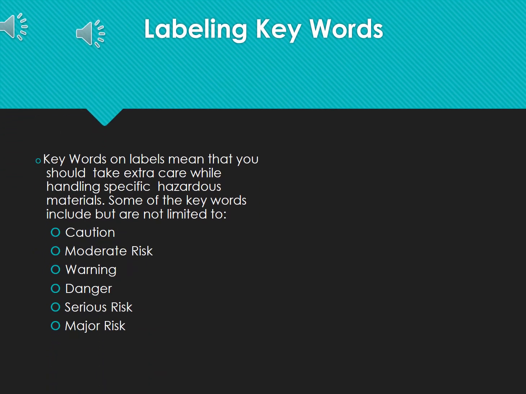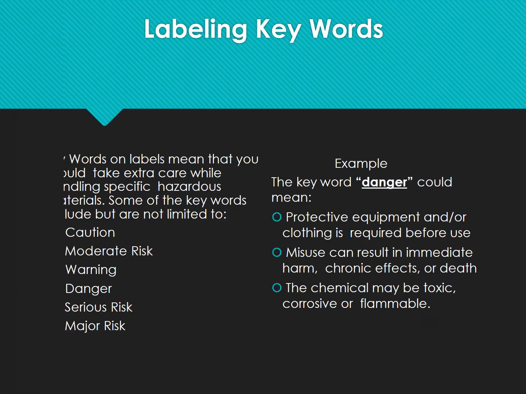Some of the key words used are caution, moderate risk, warning, danger, serious risk, and major risk. Labeling key words. Key words on labels mean that you should take extra care while handling that specific material. The word danger could mean protective equipment and/or clothing is required, misuse can result in immediate harm, and the chemical may be toxic, corrosive, or flammable.